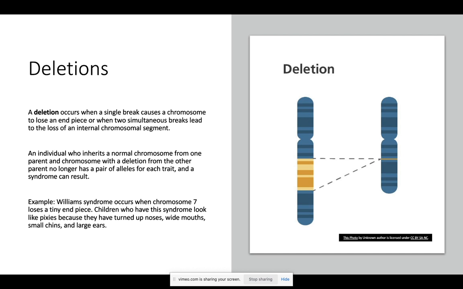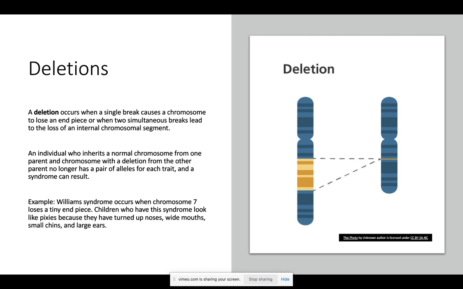A chromosomal deletion occurs whenever you have a single break in a chromosome and it causes us to lose an end piece. Over here on this picture, I have a depiction of chromosomal deletion. As you can see here, this chromosome is significantly larger than this, and that's just because we've had breakage of one of the chromosomes. An individual who inherits a normal chromosome from one parent and a chromosome with a deletion will obviously be lacking the alleles from the inherited chromosome that had the deletion.